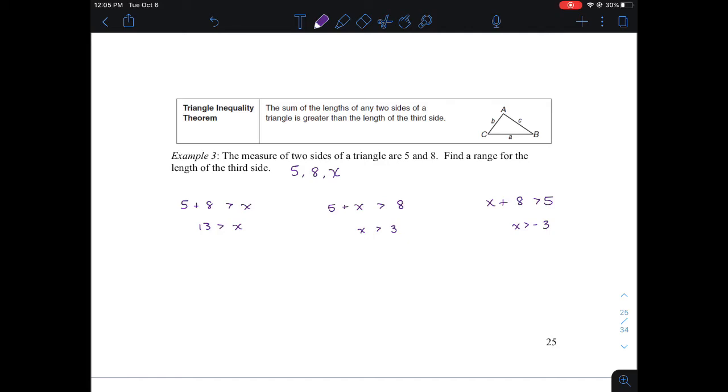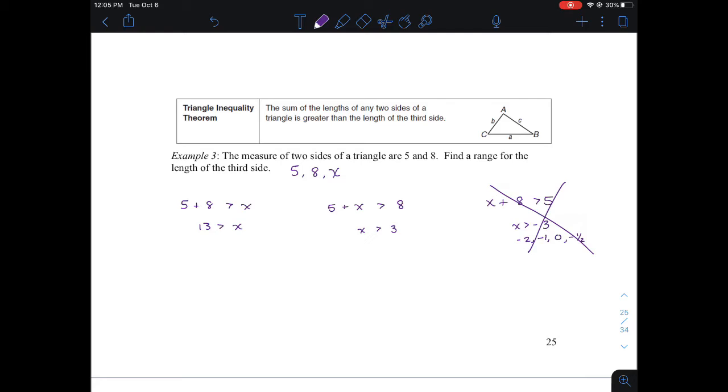If we think about the negative 3, that would mean negative 2, negative 1, 0, negative 1/2, or any fraction or decimal. And we can't have the length of a side representing a negative value, or equal to a negative value. So we can disregard that whole last inequality. And that will happen every time.